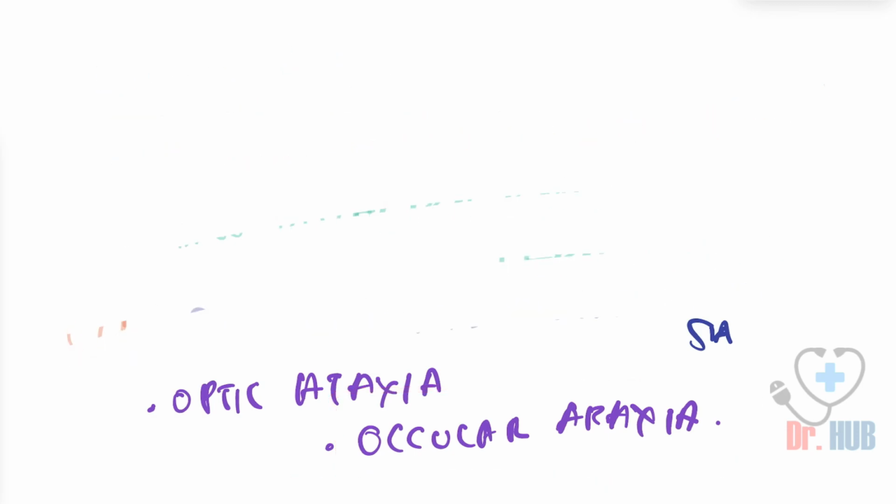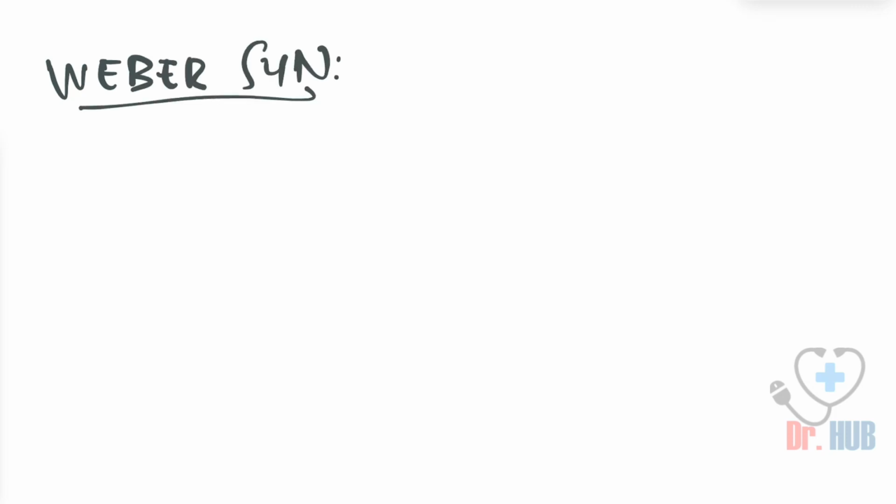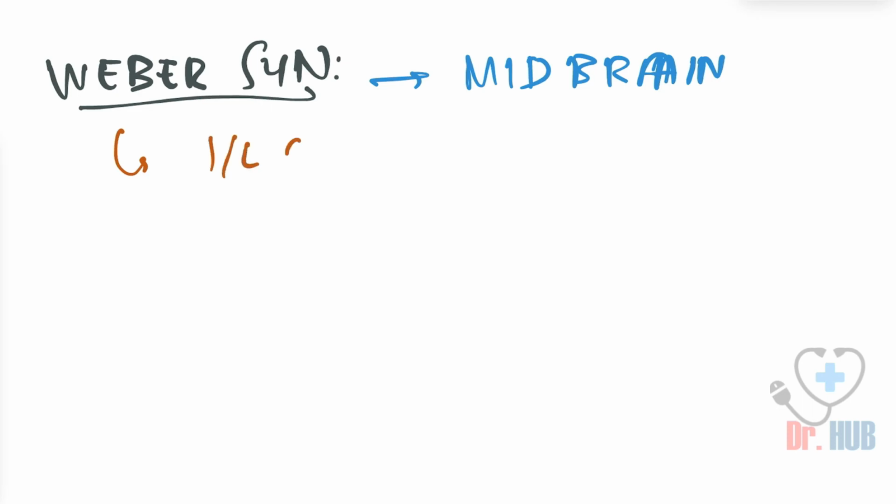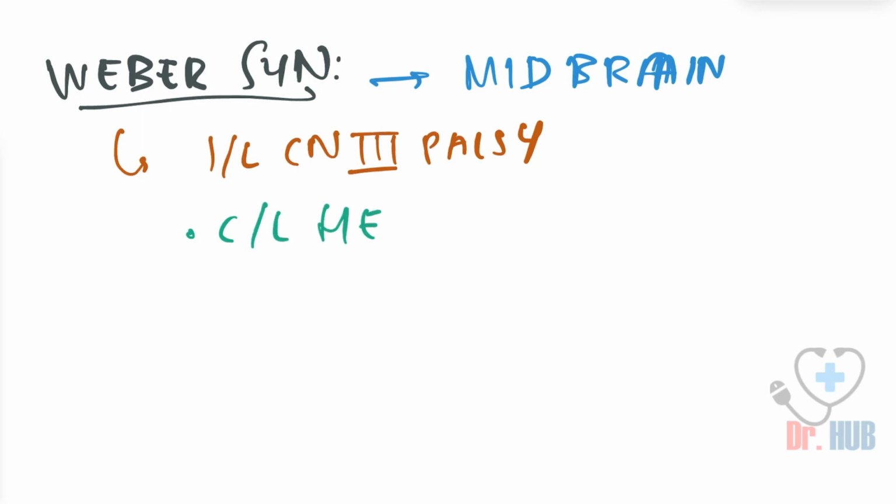Next, we'll move on to the Weber syndrome. What is this Weber syndrome? The lesion lies in the midbrain. And what are the features? There is an ipsilateral CN3 palsy and there is also a contralateral hemiplegia.